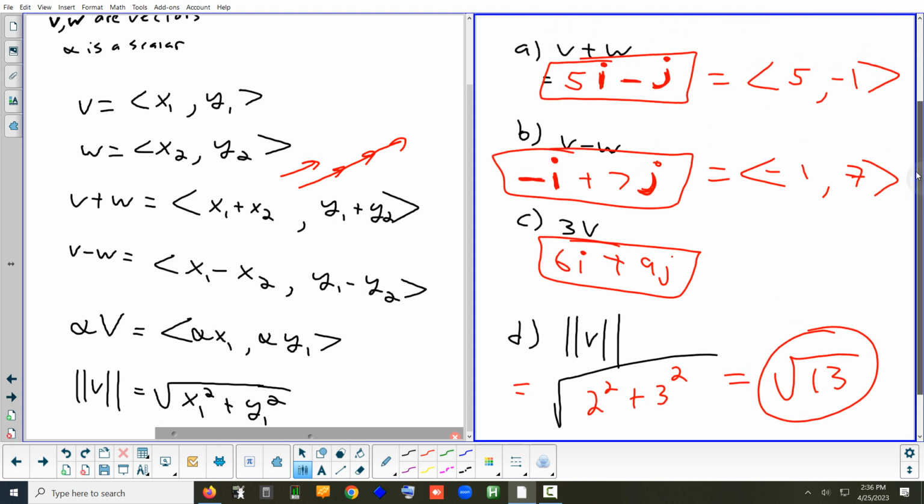And that answer is very different than A, B, and C because A, B, and C are all vectors. That means the answer is like an arrow if you drew it. The answer to part D is a number. It's just how long something is. Any questions on those four things?